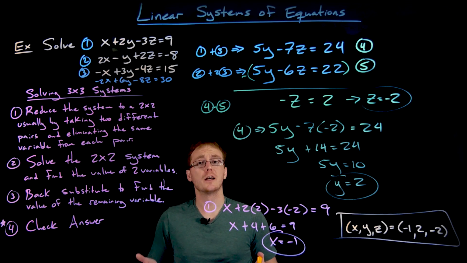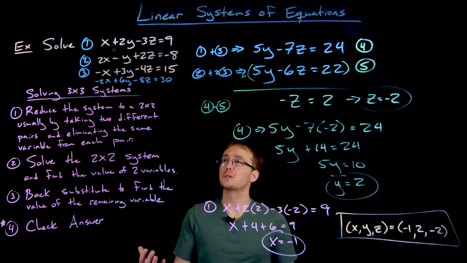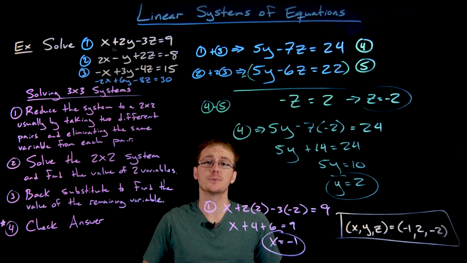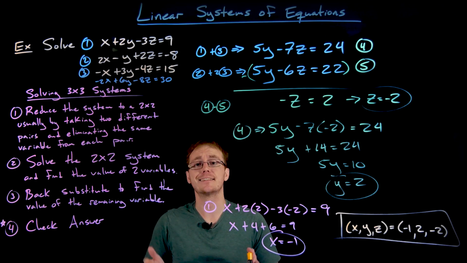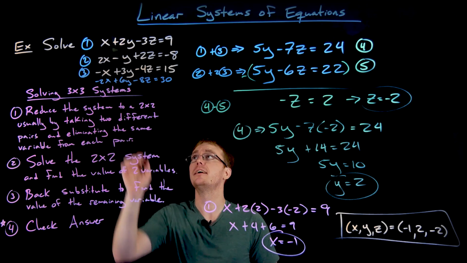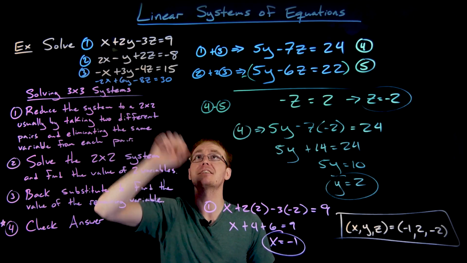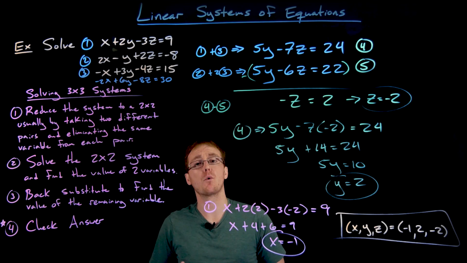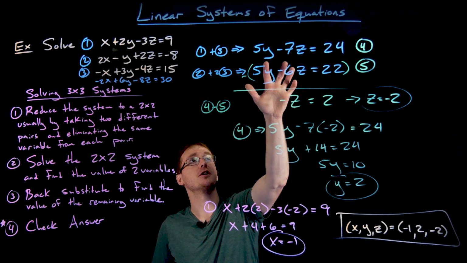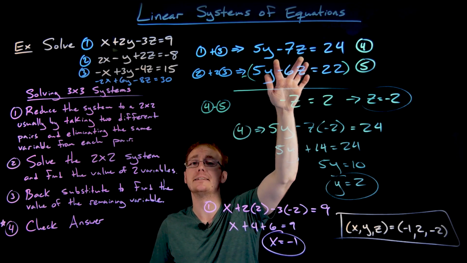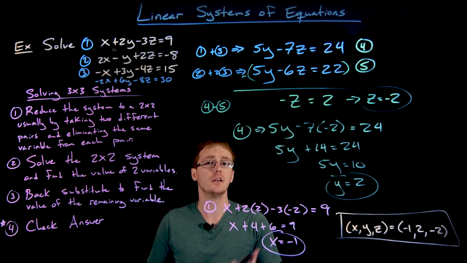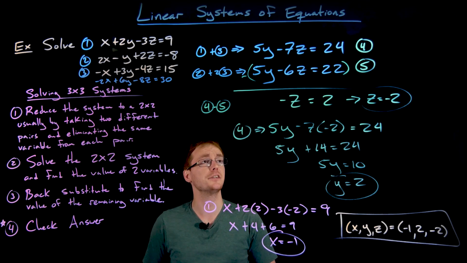All right, so just to summarize really quickly, the way we solved this 3x3 system was first taking two different pairs of our original three equations, eliminating the same variable from each pair. In this case, we decided to eliminate x, and that gave us these two equations, what we called equations 4 and 5, in terms of just the remaining variables of y and z. This is just a 2x2 linear system of equations, so we go ahead and solve that using our previous methods.